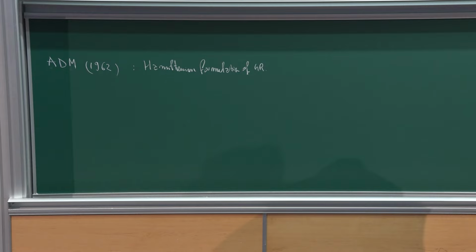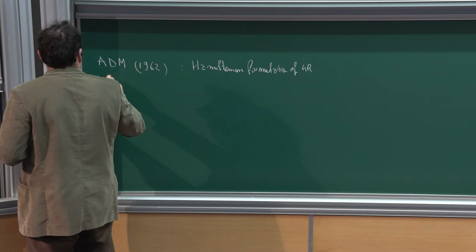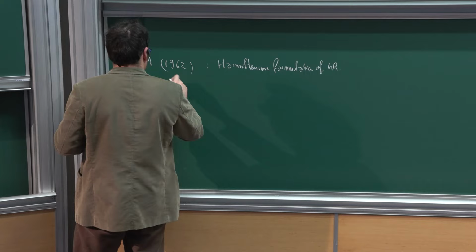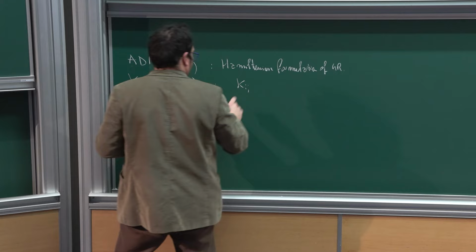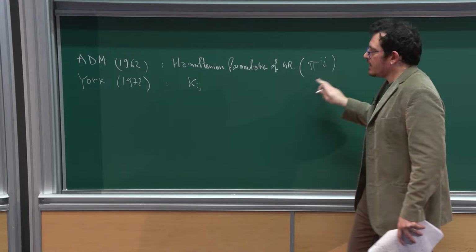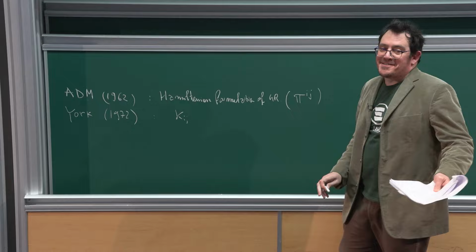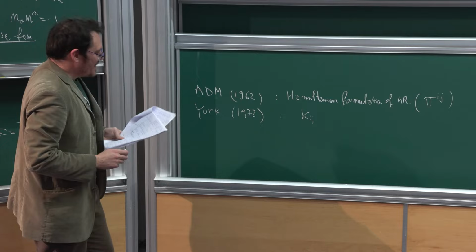In particular, the use of the K variable is due to York, I think '72 or '79, I don't remember. So this is really the use of Kij. In the Hamiltonian formulation, you have conjugate momenta, pij, that are related to this K, but they are not exactly the same thing. I'm doing this now because I know that Ivo really cares about this. That's why I left this little space here, because these equations were not invented here, they were invented before.